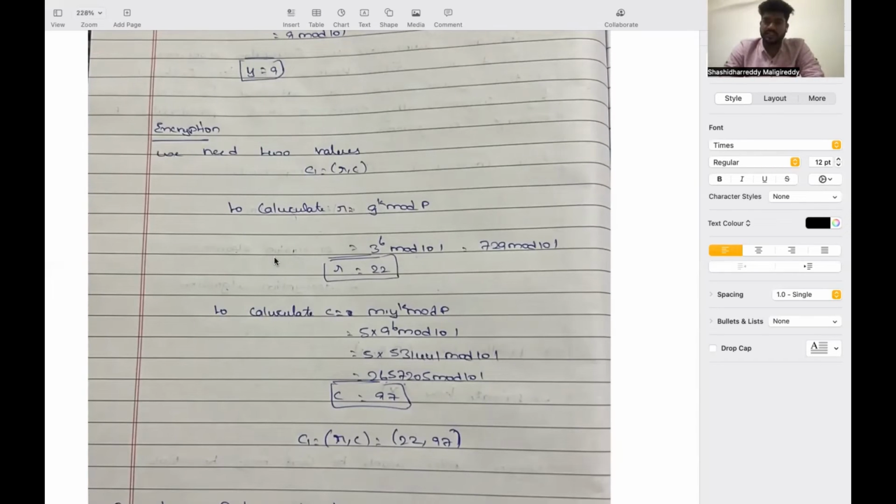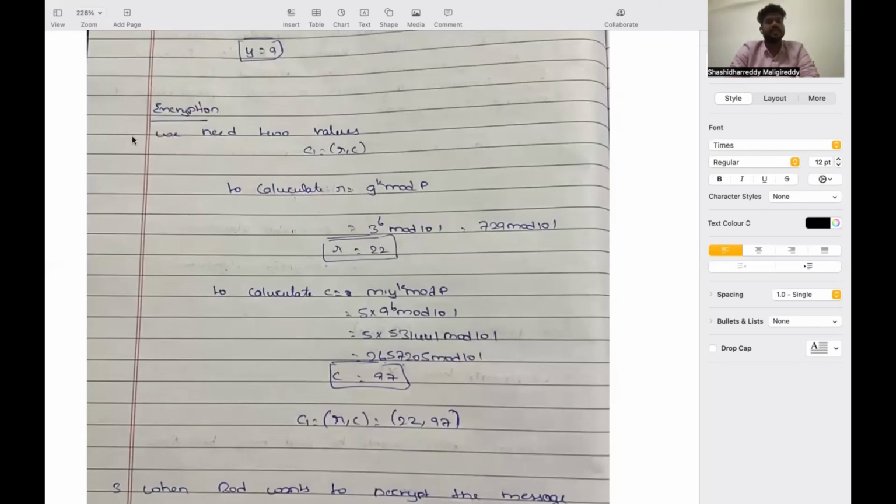It only consists of three parts: key generation, encryption, and decryption. So the first part is completed. Now we'll go to the second part, the encryption. For the encryption, we need to find two values.